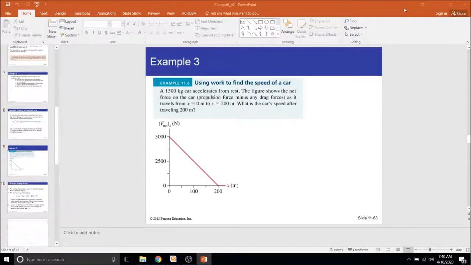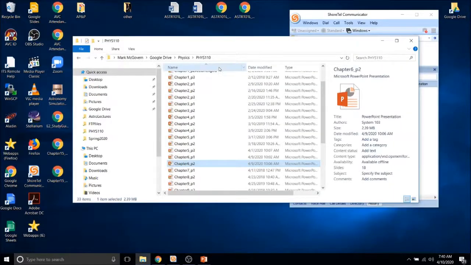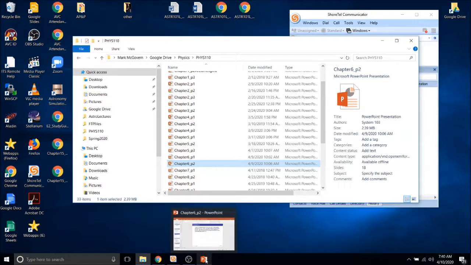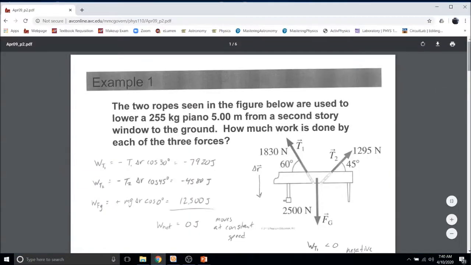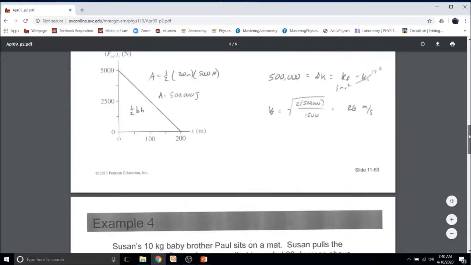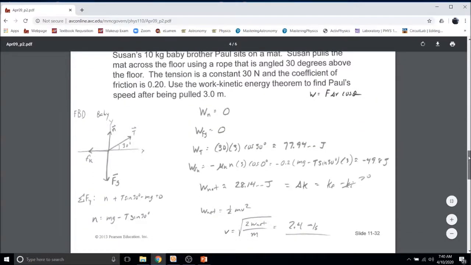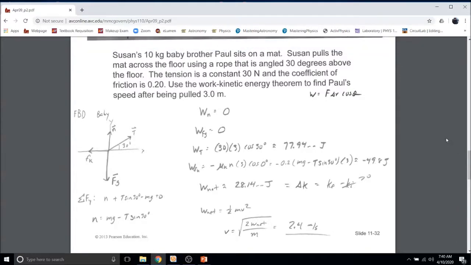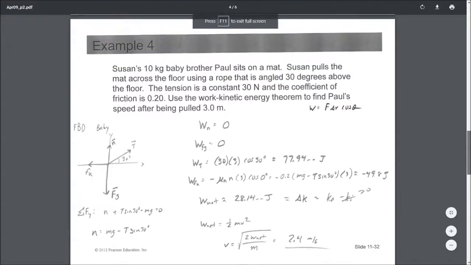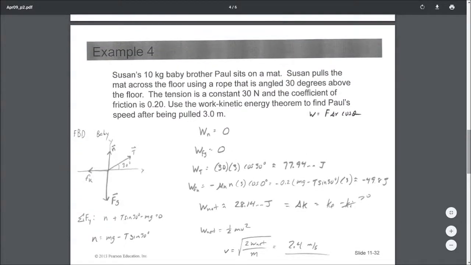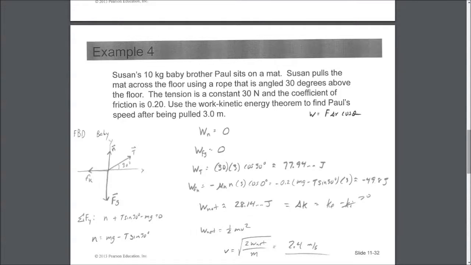This one's a little more complicated application of the work-kinetic energy theorem. Nevertheless, super fun. So let's get into this. All right, we got Susan and brother Paul. Because it's a work-kinetic energy theorem problem, the first thing you ought to do is your free body diagram. I've made the assumption here that this baby is being pulled to the right, okay?